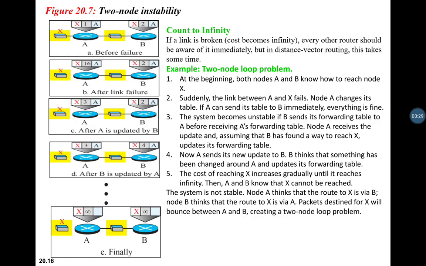The solution to this is that we can use a technique called split horizon. I'll tell you in brief: instead of flooding the table, each node sends only part of its table through each interface. That is, node A keeps a value of infinity as the distance to X. Later, when node A sends the forwarding table to B, node B corrects its forwarding table and the system becomes stable. So after the first update, both nodes A and B know that X is not reachable.